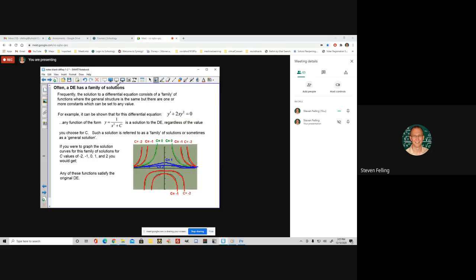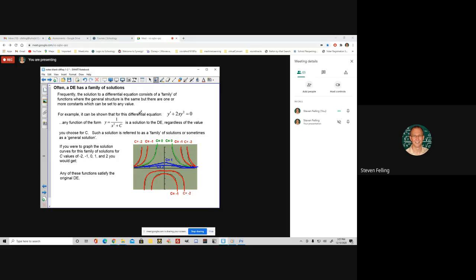Often when we have a differential equation, the solution will actually be an entire family of functions that are separated by just a constant. That means that any function in that family would therefore work as a solution to the differential equation.